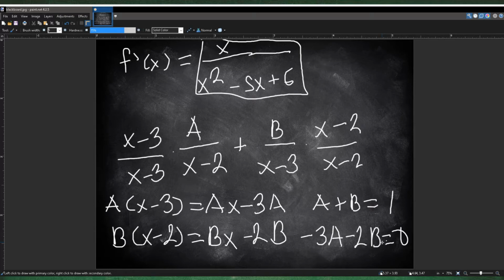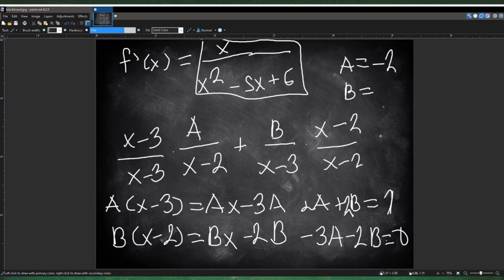So using systems of equations, you multiply this equation by 2. So this 2a plus 2b is now equal to 2. Add them together, these cancel out. So 0 plus 2 is 2. So 2a minus 3a is just negative a. So negative a is equal to 2. So a is equal to negative 2.